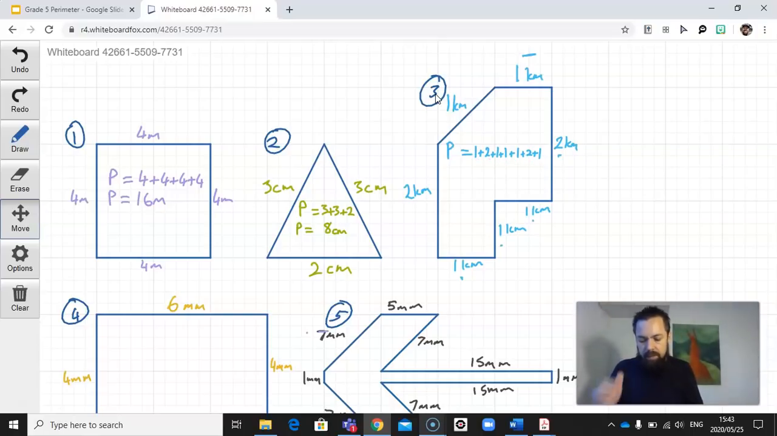Let me do that mental arithmetic quickly. 1 plus 2 is 3, plus 1 is 4, 5, 6, 7, 8, 9. So perimeter equals 9 kilometers. Again, I'm fully aware that that's not an actual kilometer. This is a drawing and it represents a certain amount of space. So just, yeah, don't get confused by that.